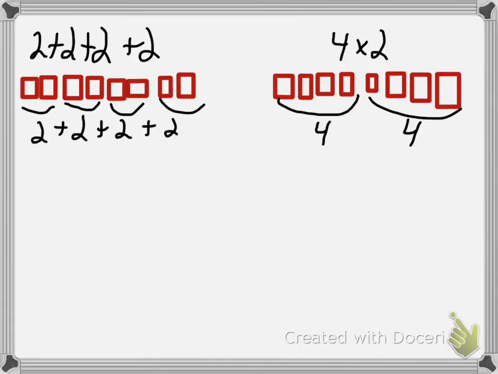Okay, what am I noticing about these? Well, if I'm thinking about these really hard, I should know that the 2 plus 2 plus 2 plus 2 equals 8, and the 4 times 2, which is really just 4 plus 4, equals 8. So I'm saying that these two things are giving me the same answer, or they evaluate the same way.